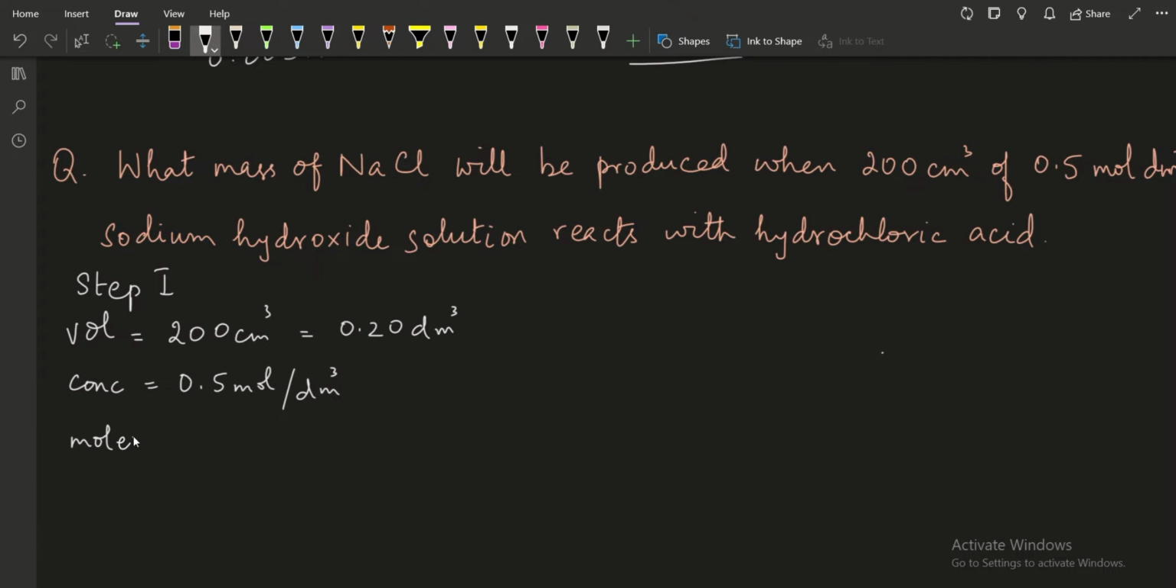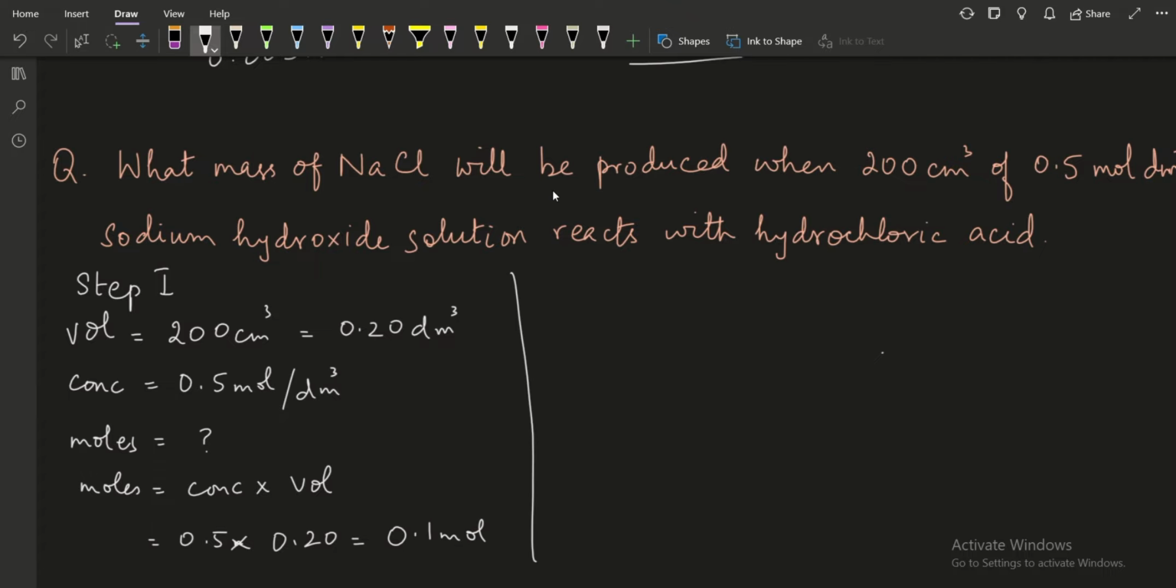In step 1 we have to calculate the number of moles. Again use the same formula: moles is equal to concentration multiplied by volume. Now the concentration is 0.5 moles multiplied by the volume, 0.20, so the number of moles will be equal to 0.1 moles. Now we are done with step 1. We have to do step number 2.